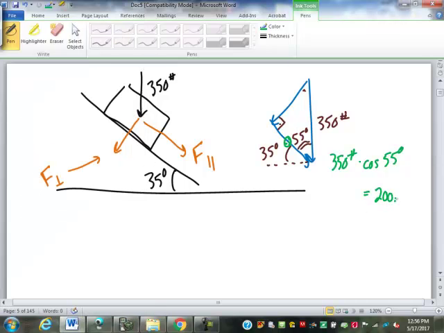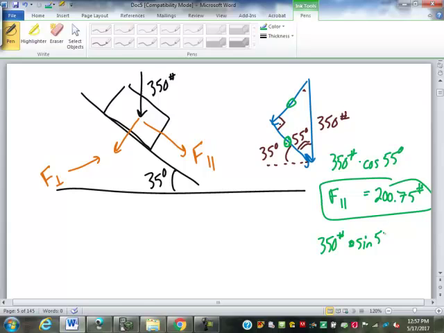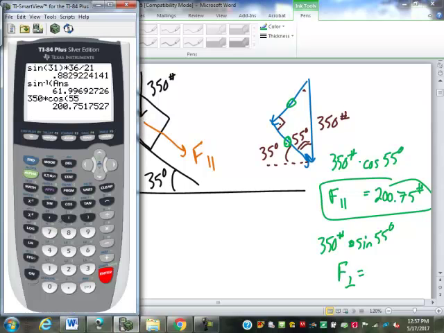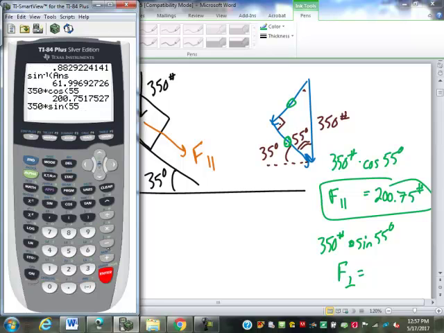200.75 pounds. And so that's the force parallel. The force perpendicular, this one here, is going to be the sine. That's the opposite side. So that's going to be 350 pounds times the sine of 55 degrees, 286.70 pounds.